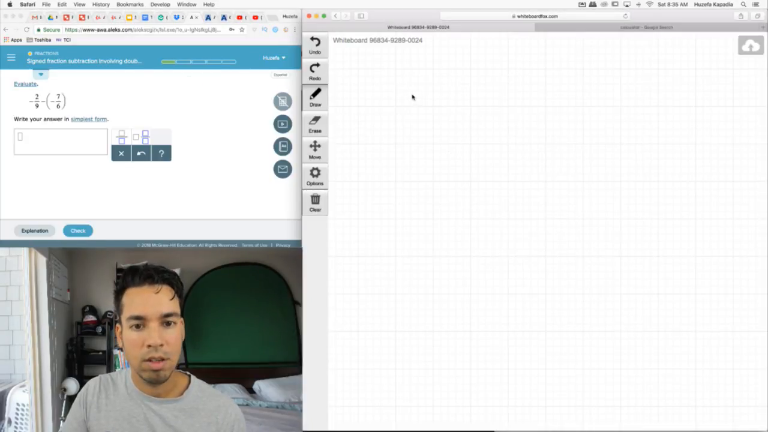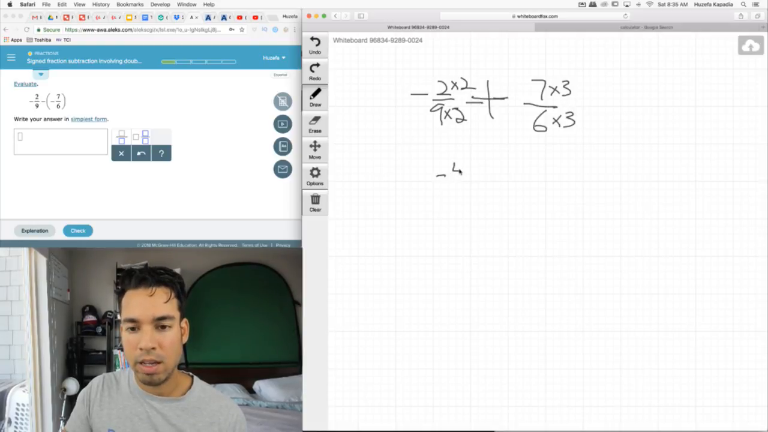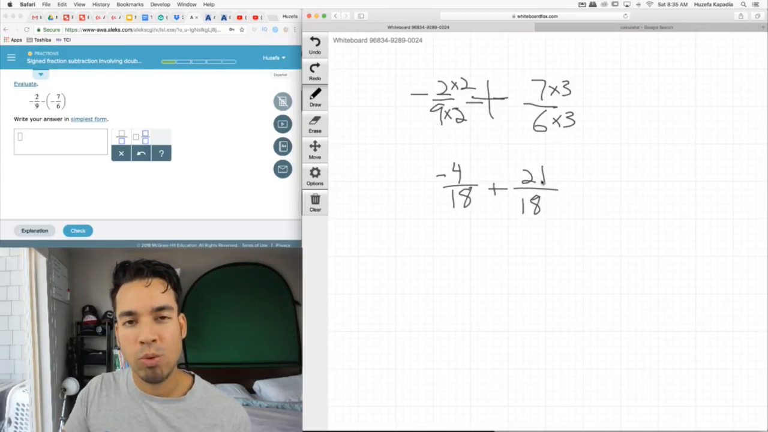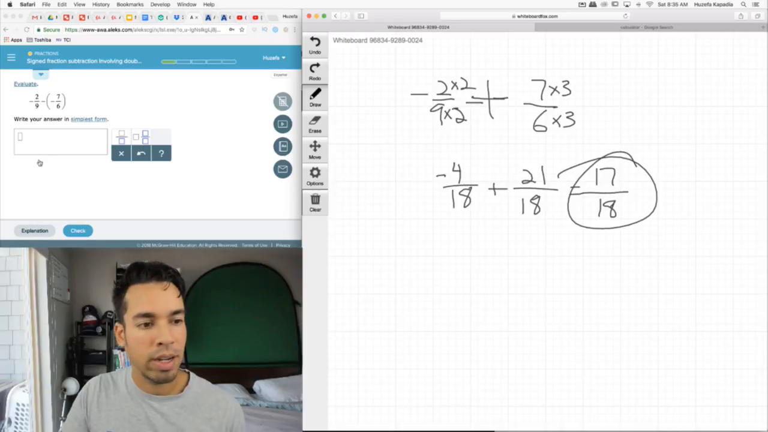Okay, next. Negative 2/9 minus negative 7/6. Again, turns into a plus. And now we want common denominators. I'm going to go to 18. I'm going to multiply this by 2 and 2. This by 3 and 3. So we get negative 4 over 18 plus 21 over 18. Negative 4 plus 21 is the same as 21 minus 4, which is 17 over 18.